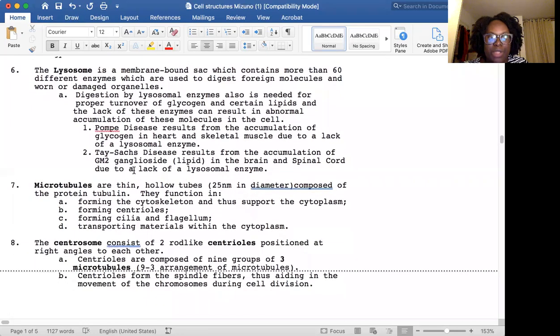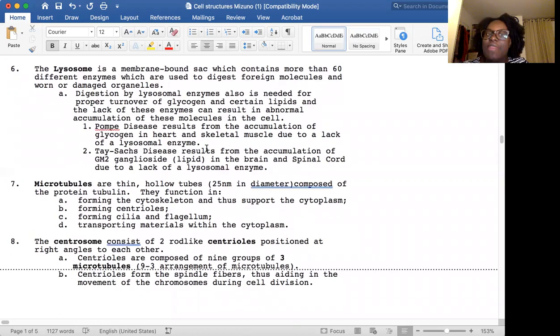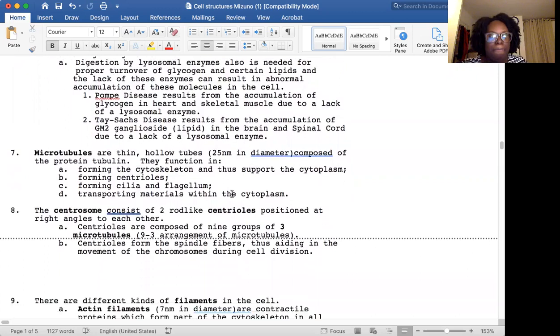That's another important thing to note: Pompe disease results from the accumulation of glycogen in the heart and the skeletal cells due to the lack of a lysosomal enzyme. And I'm assuming that comes from things being built up because they don't have these digestive enzymes that are able to break these down and basically recycle and get rid of and dump the waste that's happening in our cells. I'm assuming that's something to think about, right?